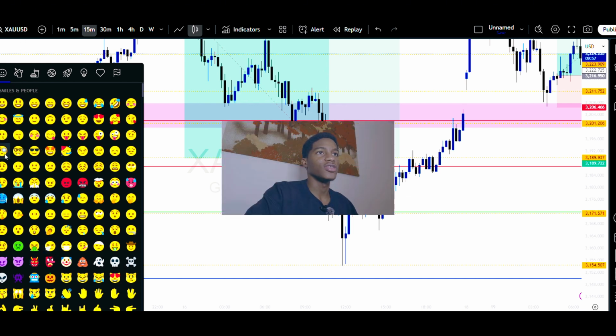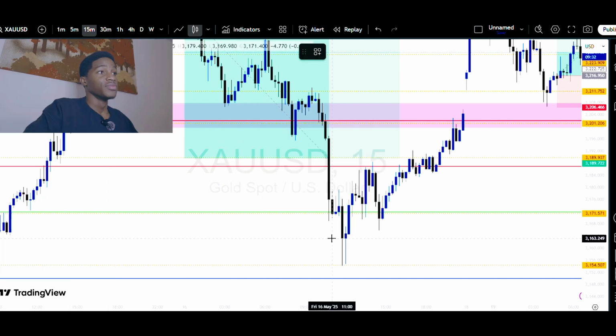Guys, give me 1 second. Let me look for this paint, for this pencil or paint. So I found the brush, which is the paint.